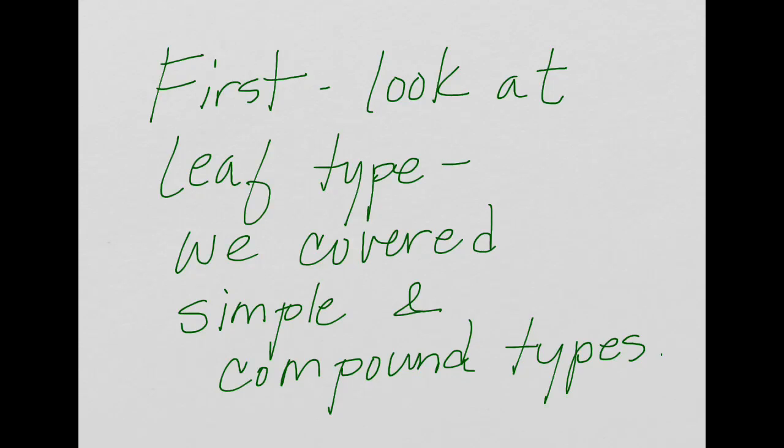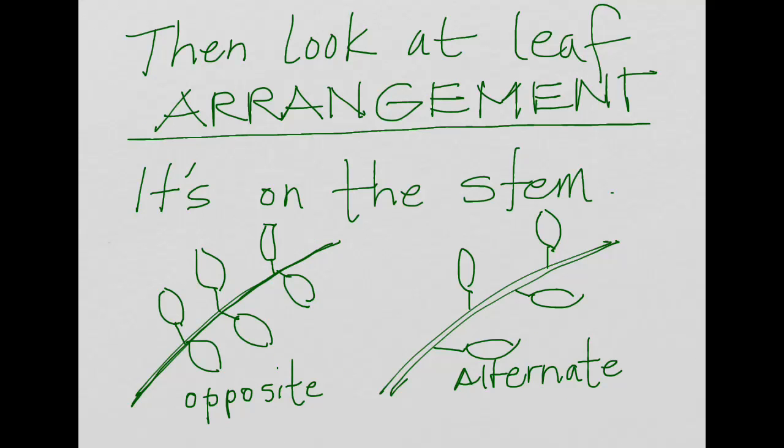First, usually when we take a look at a plant, we'll look at the leaf type. And we covered simple and compound types in the previous presentation. So we'll take a look at leaf type first. Simple or compound. We have the once compound and the twice compound and the trifoliate. And so we take a look at those first.